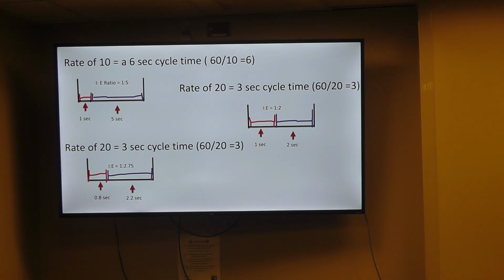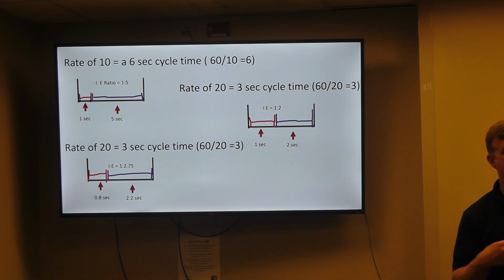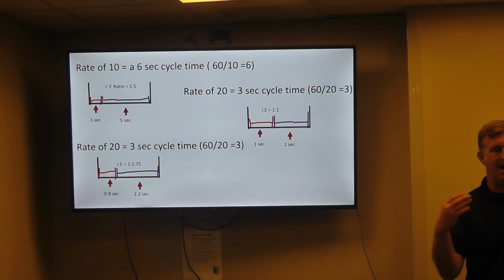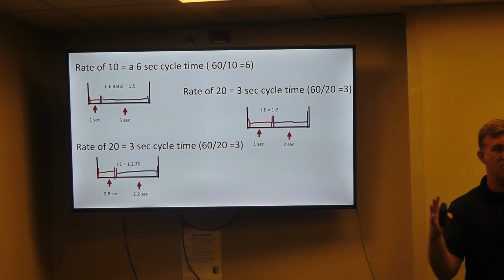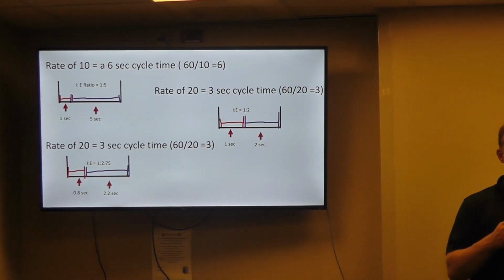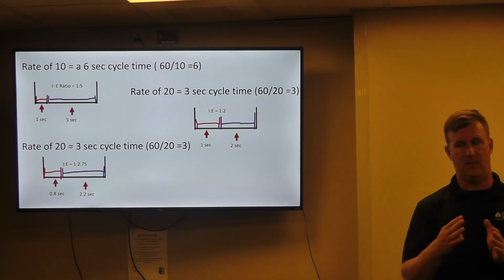Okay? So the reason I bring this up is what I want you to think, rate and I time are tied together. Okay? If you're going to change rate, you have to think, do I need to change I time? As rate goes up, I time needs to come down because you're shrinking your entire cycle time. And we need to take up less of it with inspiratory time.